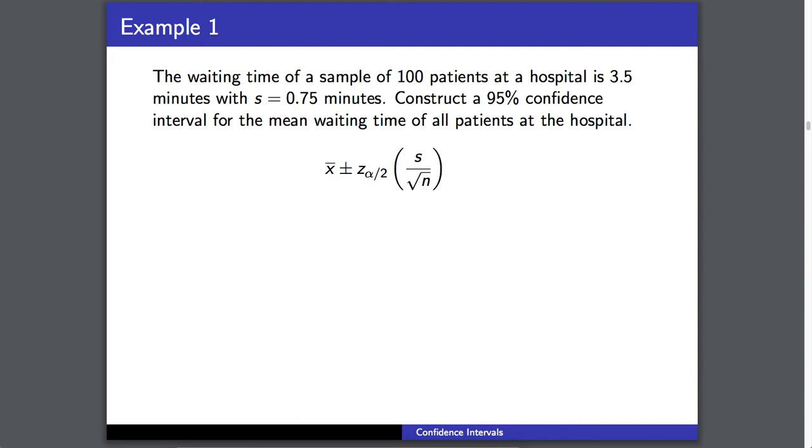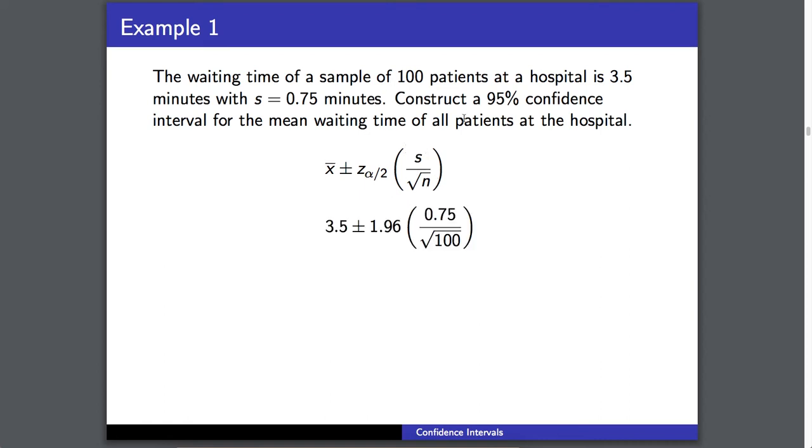So, we have our mean waiting time for our sample plus or minus our z alpha over 2. And again, because we have 100 patients, we can use our sample standard deviation for that. When we get into hypothesis testing, we'll see what happens when you have less than 30 in your sample. So we'll worry about that in the future. And then the sample standard deviation divided by the square root of our sample size.